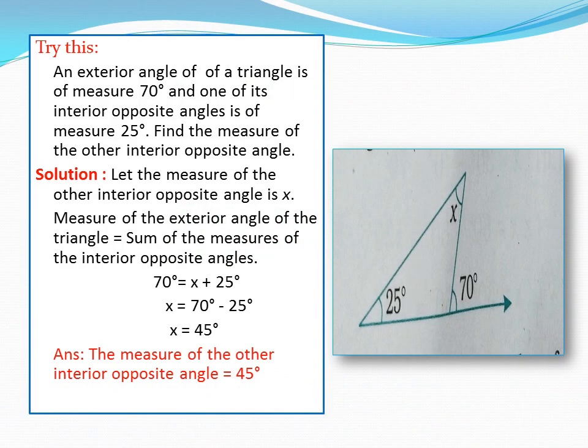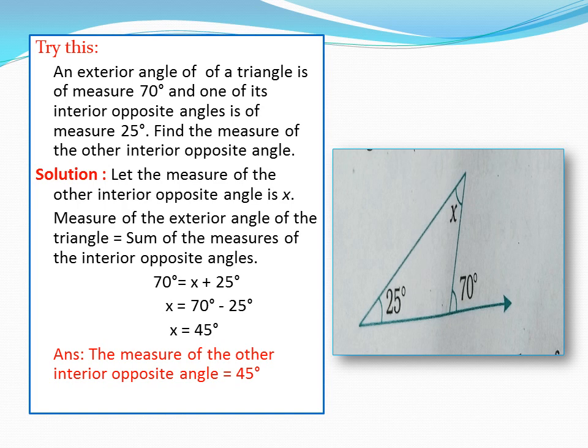Children, in the previous video I already told you I will show one example about the exterior angle. That means the measure of the exterior angle of a triangle is equal to the sum of the measures of the interior opposite angles. Today I will show you one example about that. I will read the question, and at the same time you have to see the diagram on the screen. I have given that diagram also.